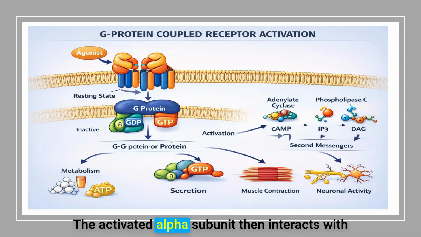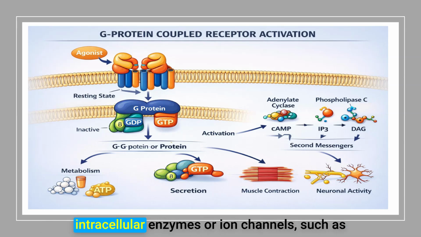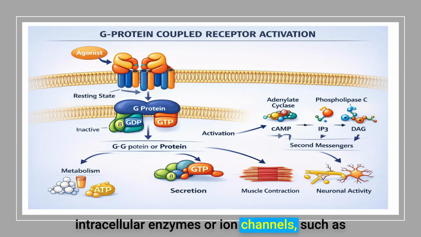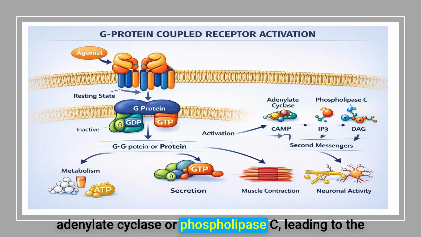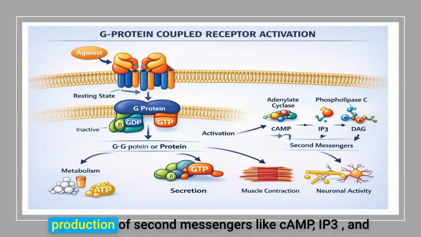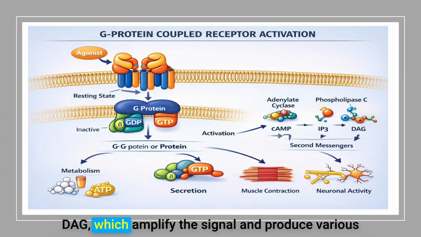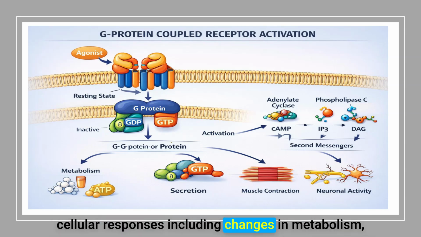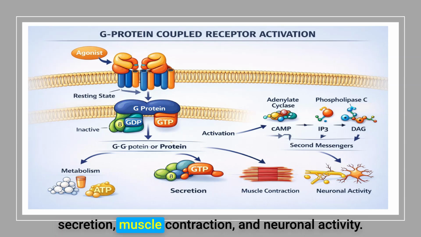The activated alpha subunit then interacts with intracellular enzymes or ion channels, such as adenylate cyclase or phospholipase C, leading to the production of second messengers like cAMP, IP3, and DAG, which amplify the signal and produce various cellular responses, including changes in metabolism, secretion, muscle contraction, and neuronal activity.